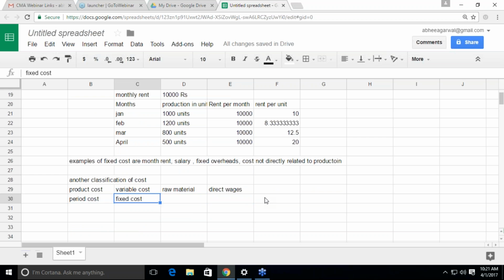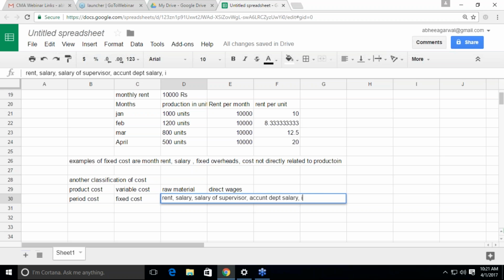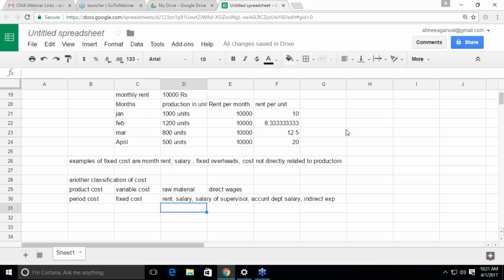Period cost means the cost is not directly related to the product and it is related to a particular period, like rent, salary of supervisor. Whether you produce the goods or not, you have to pay salary to the supervisor. Accounts department salary, indirect expenses which are not directly related to production. All these are period costs.